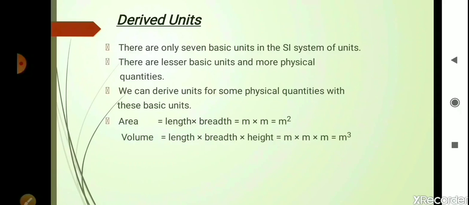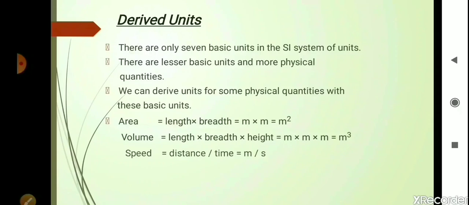Similarly for volume, we have the formula length into breadth into height. So again, length, breadth and height, all three quantities will be measured in meter in SI units. So the derived unit for volume will be cubic meter.